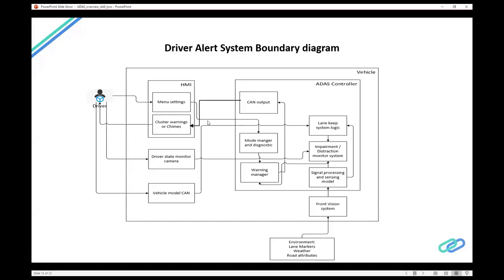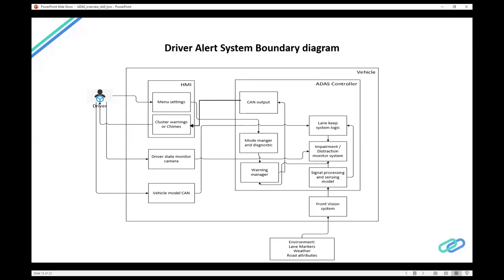So yeah, that is how it works, and then the driver also interacts. The driver input is, of course, the driver state monitoring camera, and also the lane behavior of the driver, on how well the driver is following the lanes. So those are the different inputs from the driver to the vehicle system.